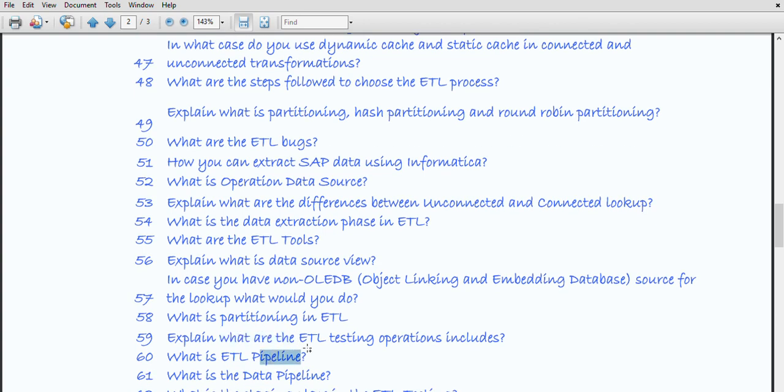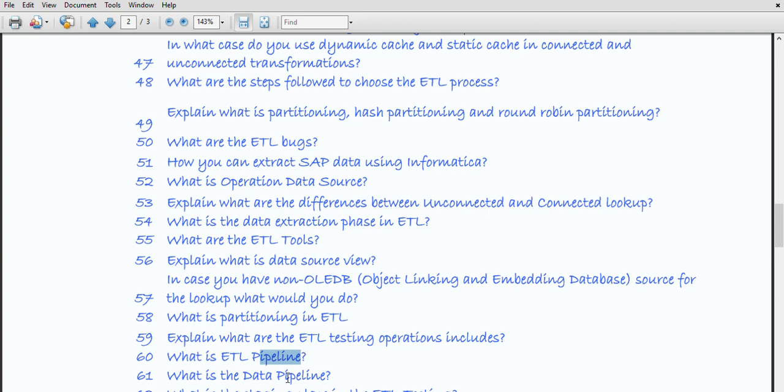Then what is an ETL pipeline? Basically, the ETL pipeline refers to a set of processes to extract the data from one system, transform it and load it into some database or the data warehouse. So the ETL pipelines are built for data warehouse applications, which include both the enterprise data warehouse as well as the subject specific data mart.